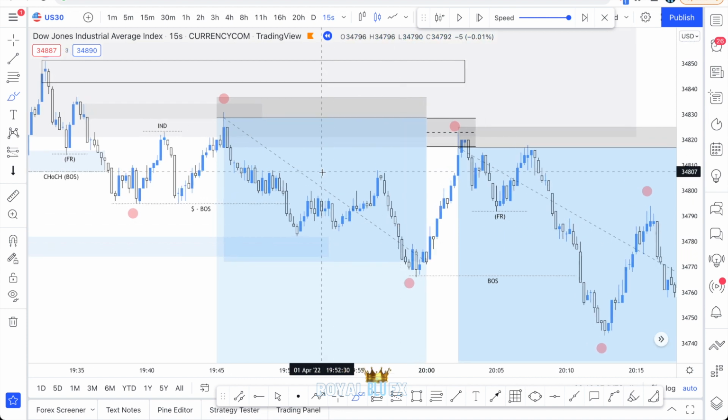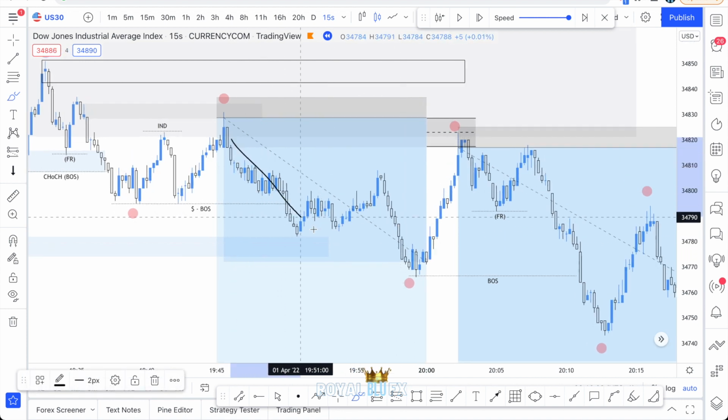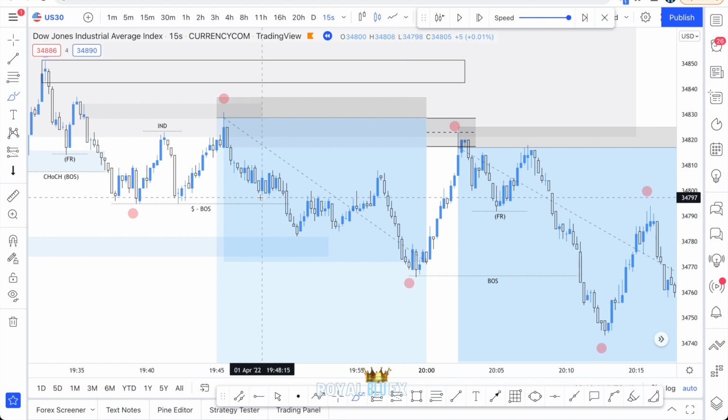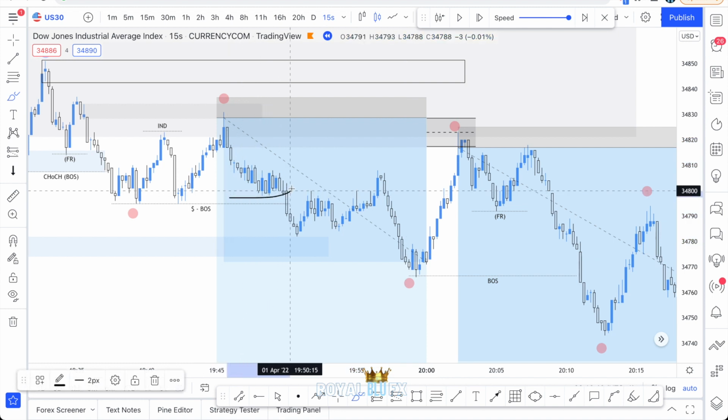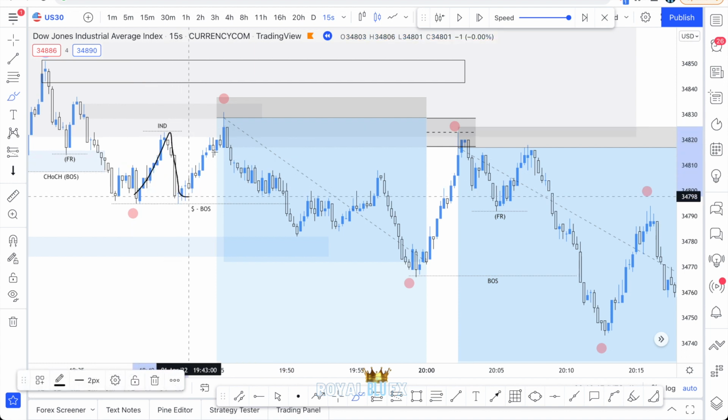Now notice over here, once we sniped, prices going down, bearish, bearish, bearish. Now notice over here, what do you call this? Prices were trying to go high here.